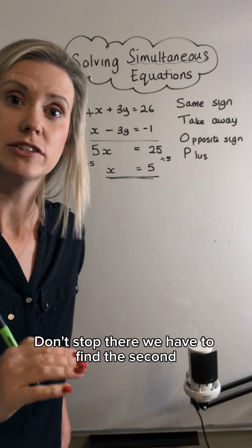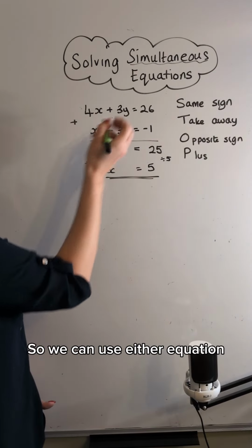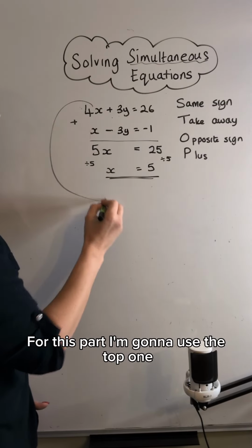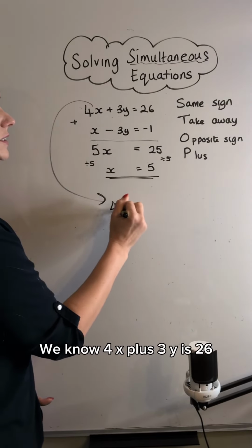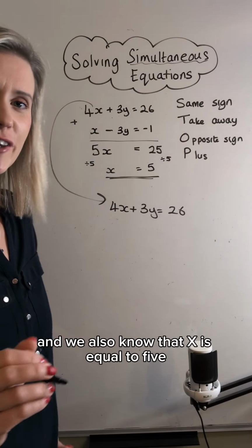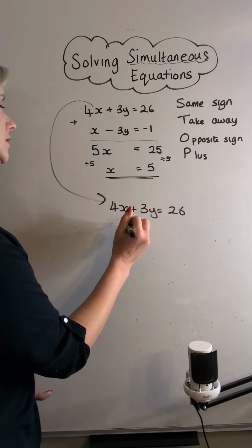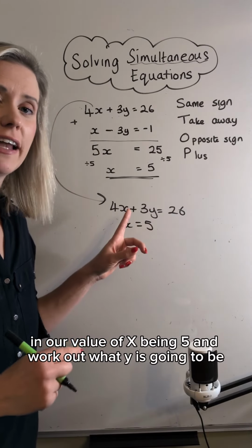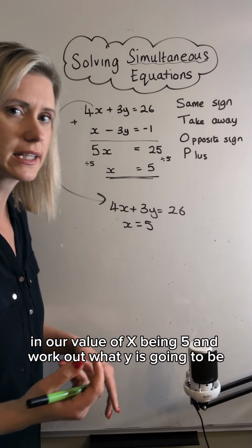Don't stop there, we have to find the second. So we can use either equation for this part. I'm going to use the top one. We know 4x plus 3y is 26. And we also know that x is equal to 5. Therefore, we can substitute in our value of x being 5 and work out what y is going to be.